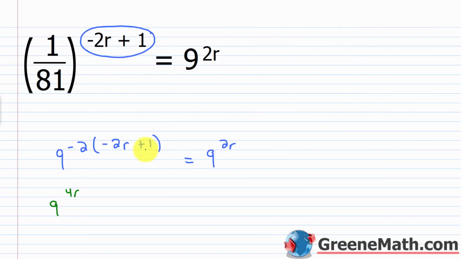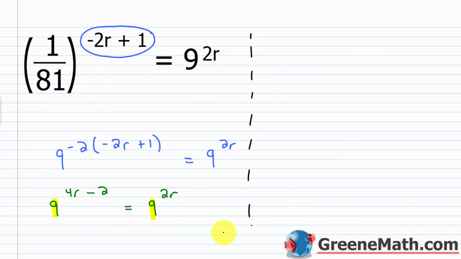And then negative 2 times 1 is minus 2. And this is equal to 9 raised to the power of 2r. Now, once you have the same base, I have a base of 9 and a base of 9, you can just set the exponents equal to each other, and you can just solve.